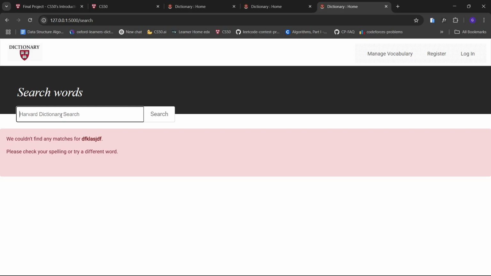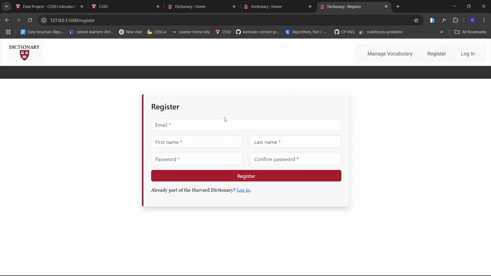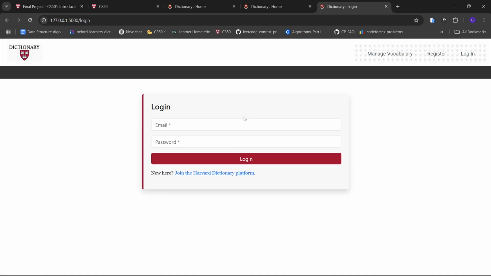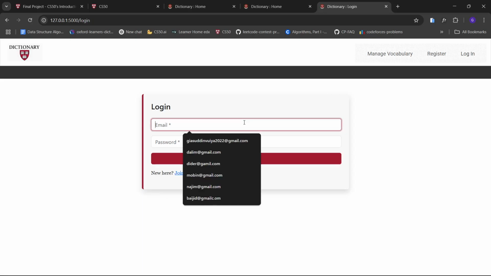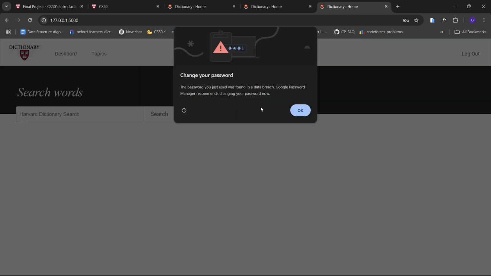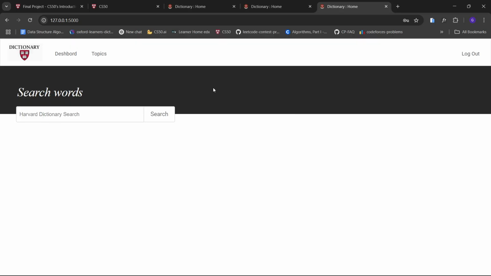So now we are going to discuss this application a little more deeply. For that, we are going to register and log in. I already have an account for this application, so now I am going to log in. Yeah, I have successfully logged into this application.